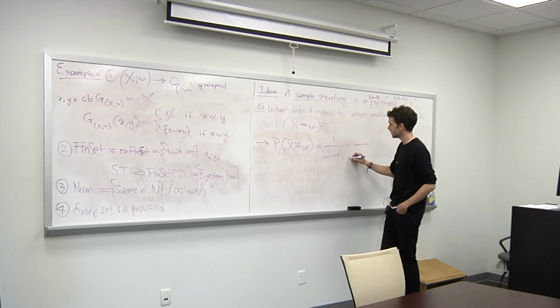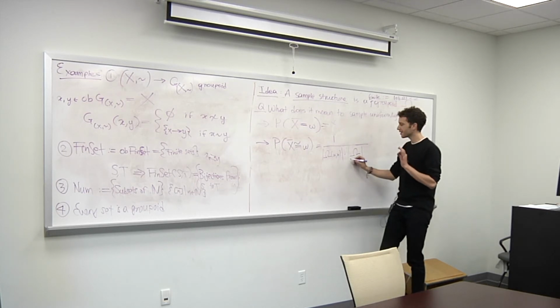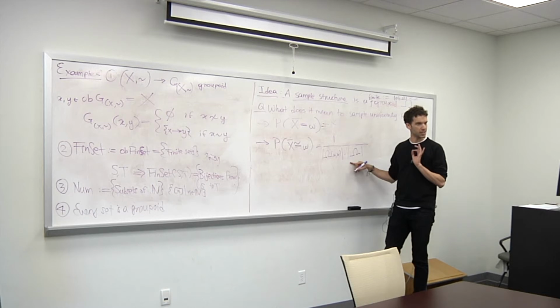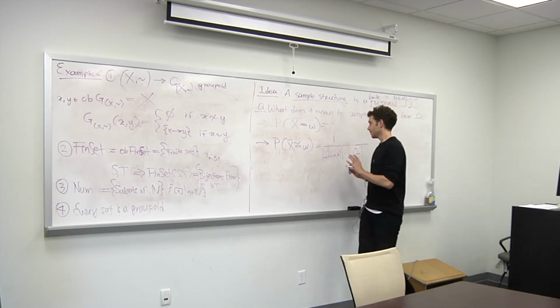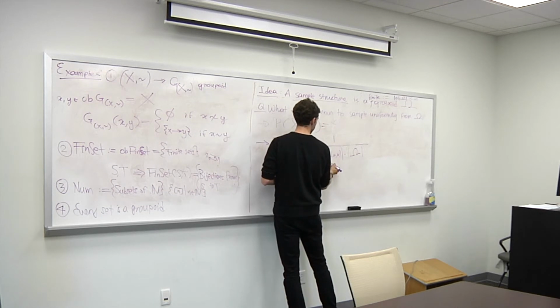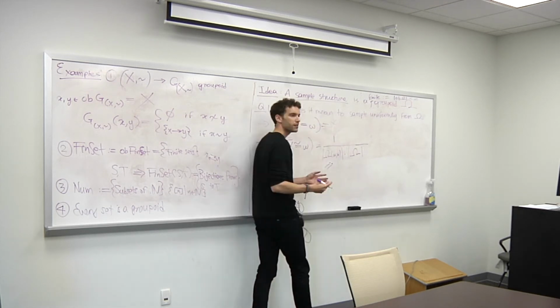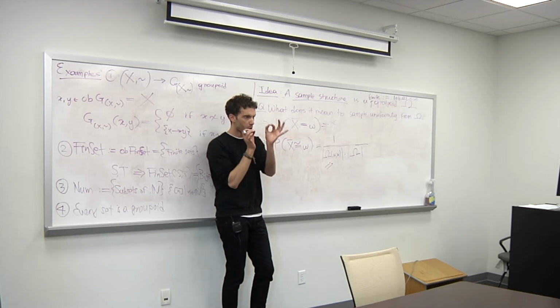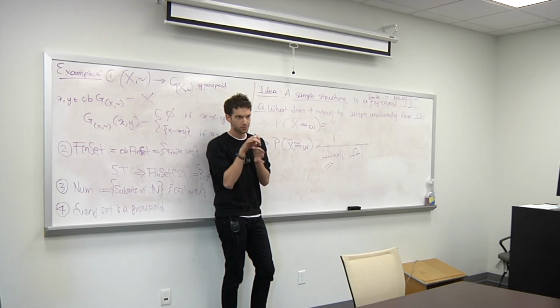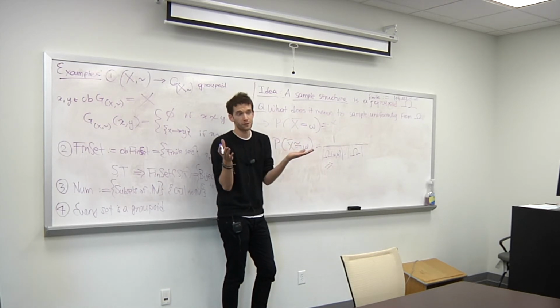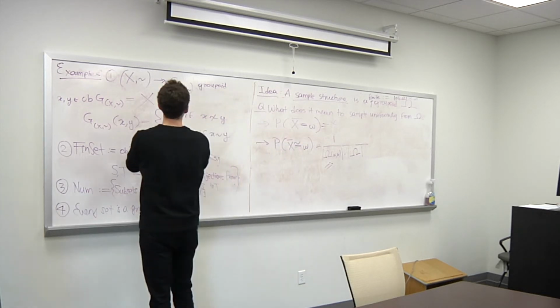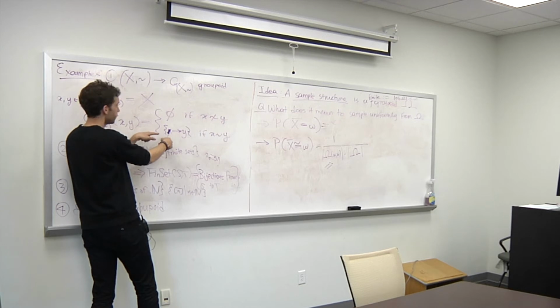Times the cardinality, something that I'm going to call the structural size of the groupoid. Okay. What is this? Well, this is just the number of isomorphisms from omega to itself. That's all it is. You can call them automorphisms if you would like. Nothing more.